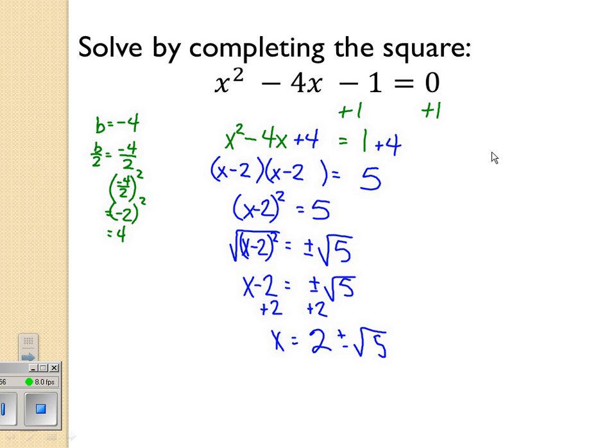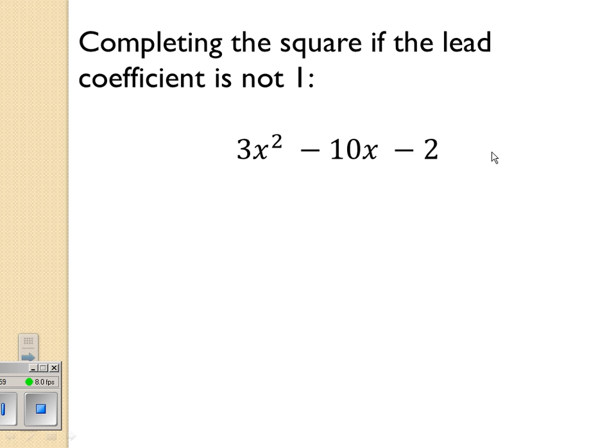Okay, pause it if you need to. Now here's an example of completing the square if your lead coefficient is not 1. A couple of things that we're going to do here to begin. First, we will get rid of that constant. So we're going to move the negative 2 off to the right-hand side. Now we're looking at 3x squared minus 10x is equal to 2. Right here, the 3, that lead coefficient, we need to get rid of.